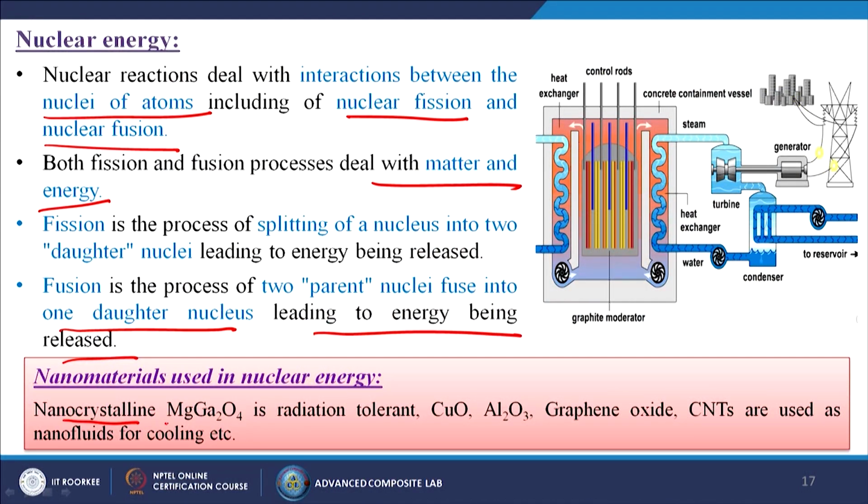So, what kind of materials? Like nanocrystalline MgGa2O4, which is radiation tolerant; copper oxide, alumina, graphene oxide and carbon nanotubes are used as nanofluids for the cooling systems itself. So, in this space, particularly what is happening? This is acting as an energy generator.